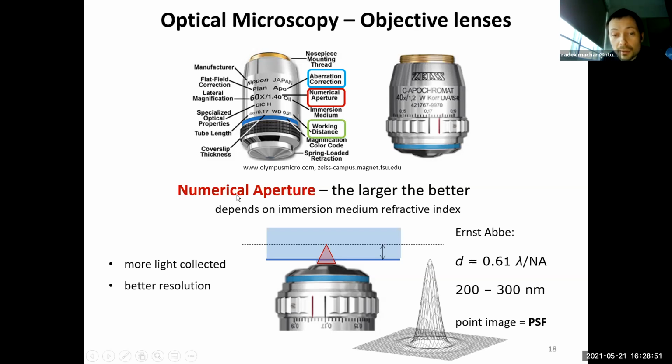The numerical aperture also depends on the immersion, on the refractive index of the immersion medium. That is simply because if I have different refractive indices here, the rays of light will bend. That's why the refractive index will influence the effective angle of the cone of the light.